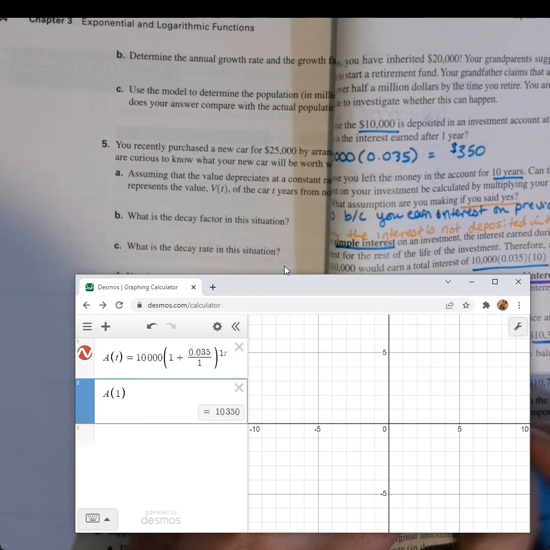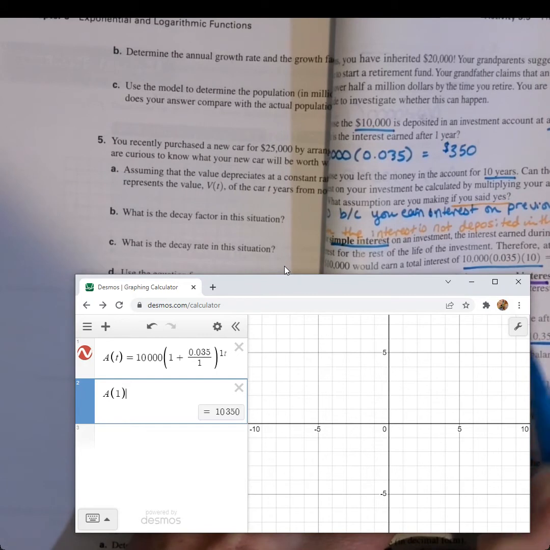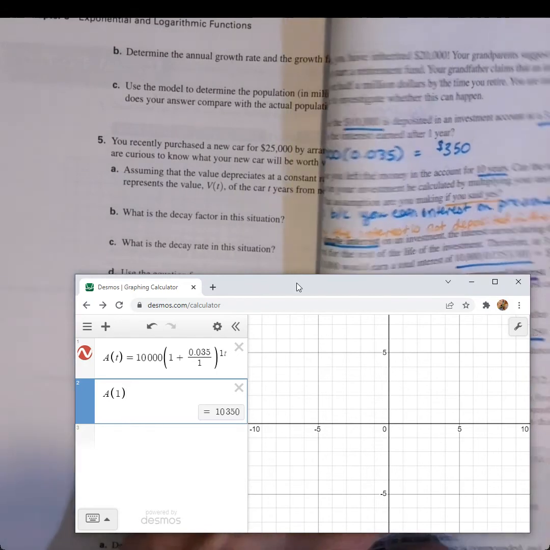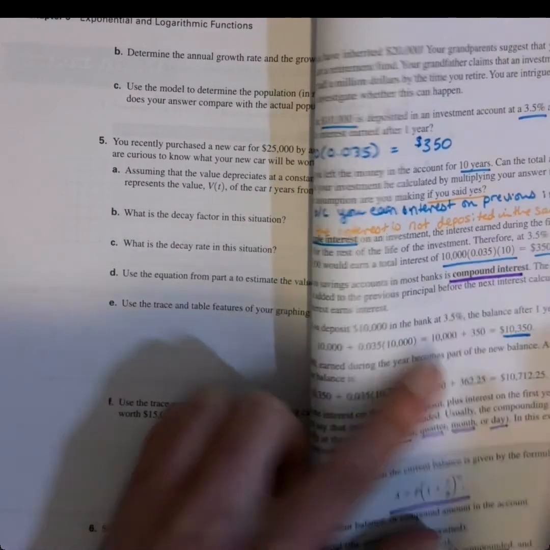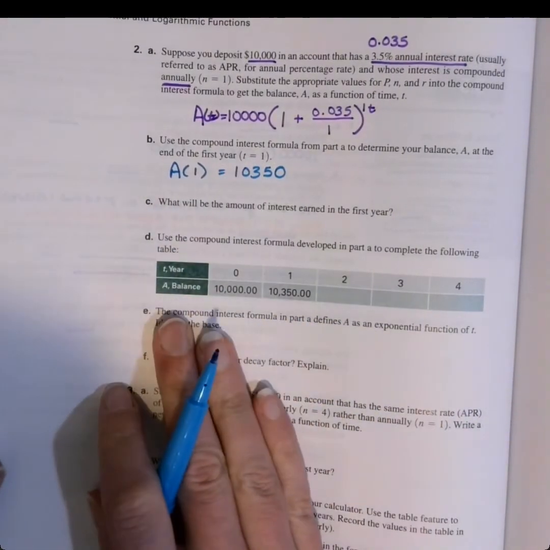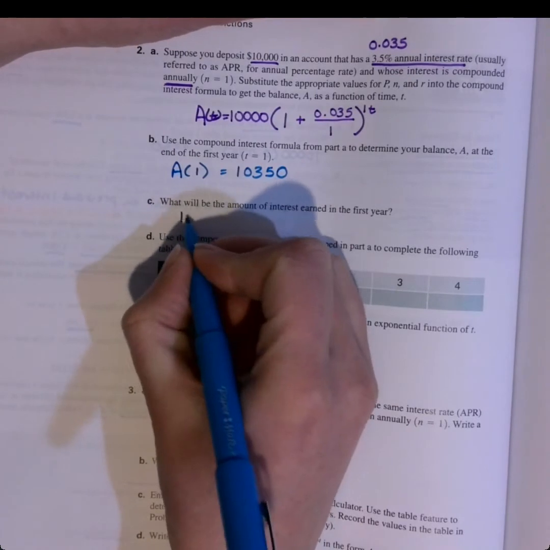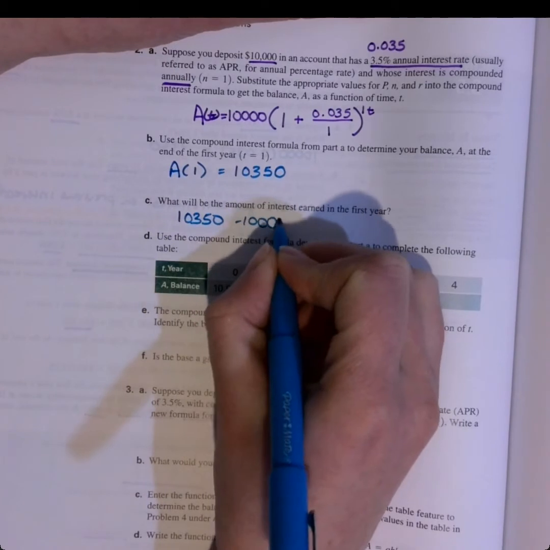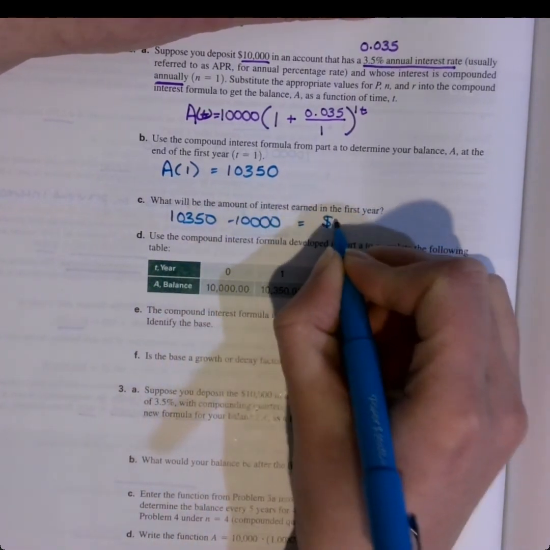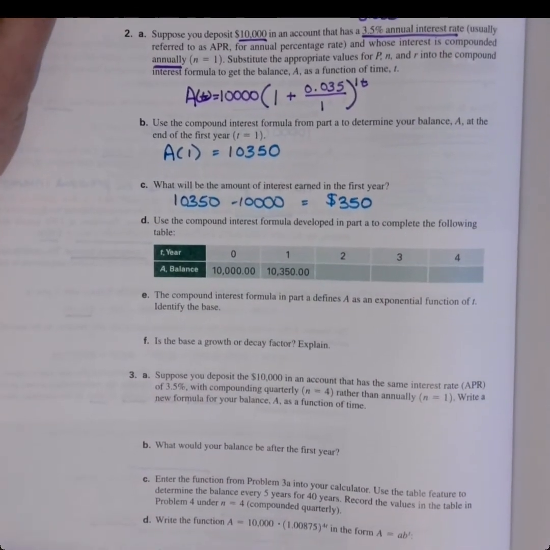That's exactly what happened over here, right? Because in this situation, we were compounding it just one time per year. At the end of the year, we had earned $350. So with a 1 in the end position, it's doing the same thing that we were doing over here. Okay. What was the amount of interest earned in the first year? Well, since I had started off with $10,000, if I subtract the $10,000 back off, I can see that yes, the amount of interest earned was $350, like we started off in the simple interest case.